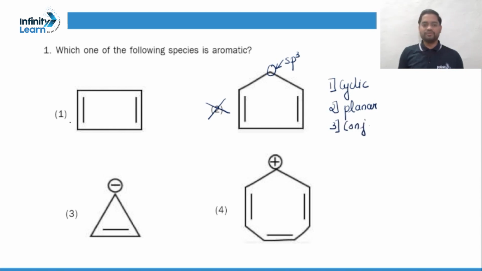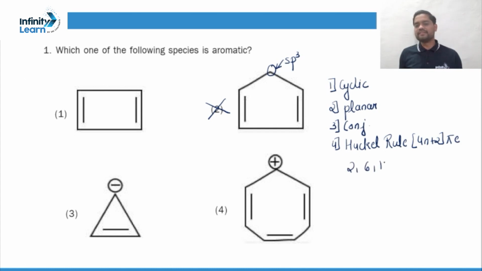So this is conjugated, this is conjugated, this is conjugated, so all three options are conjugated. Fourth, it follows Huckel's rule. What is Huckel's rule? It should have 4n plus 2 pi electrons, that is 2, 6, 10, 14 and so on. This one has 4 pi electrons, right? So this should not be your answer.